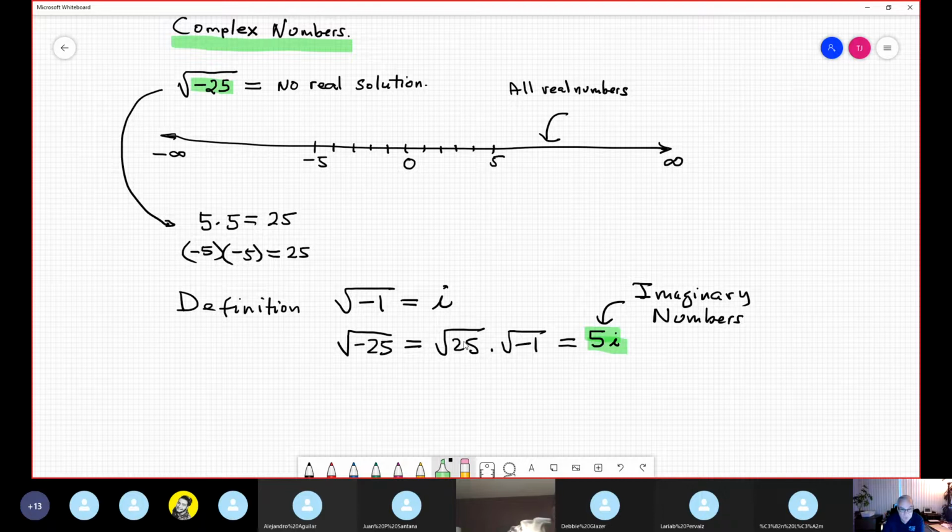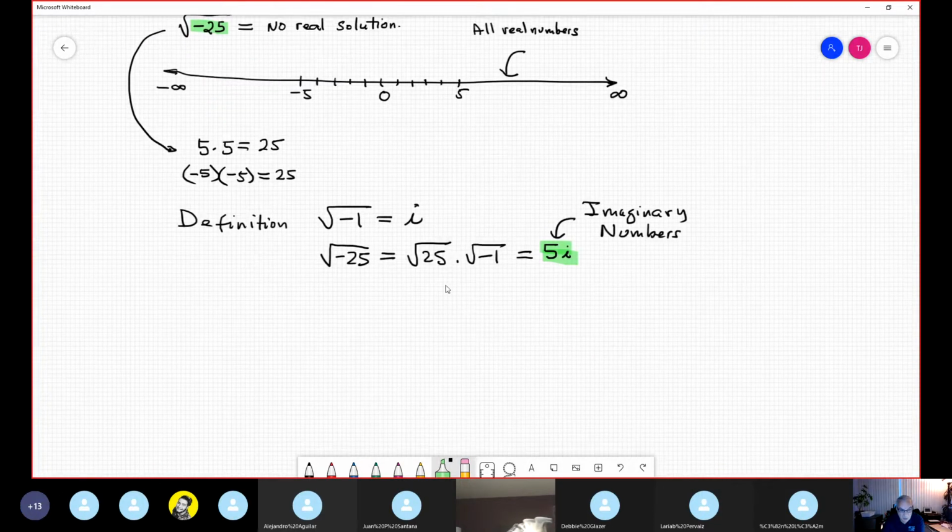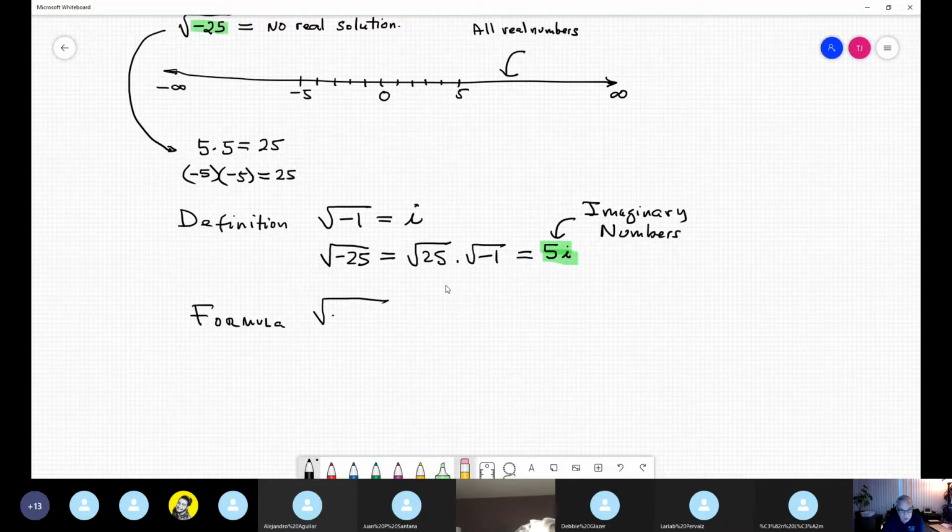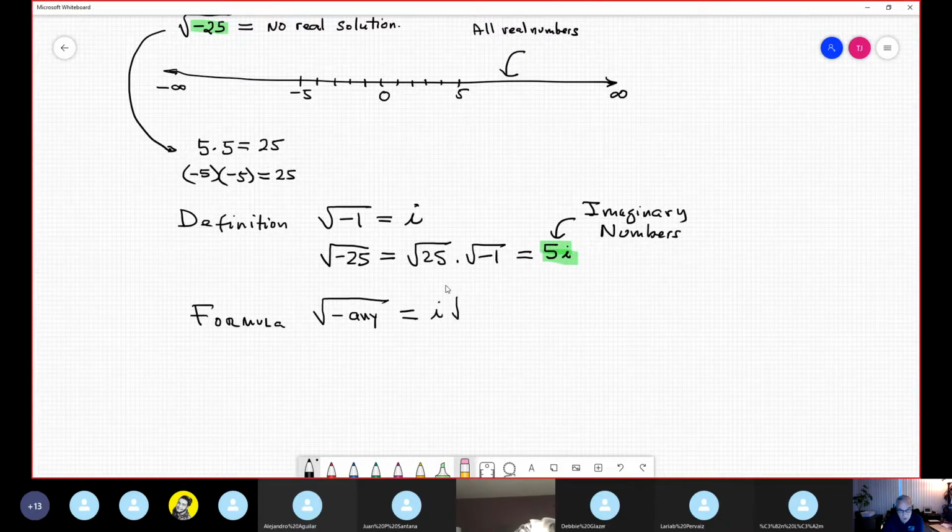One example. So, bueno, professor, what is the formula? Yeah, the formula is the formula. When you face the square root of a negative number, it is equal to i, and you compute the square root of the positive number.